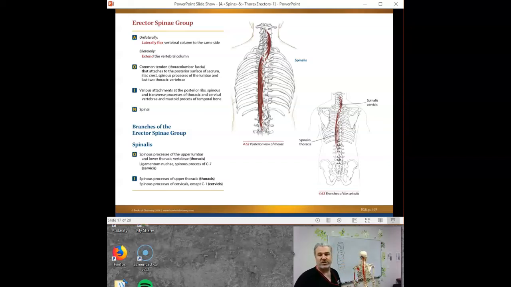Why did it not attach to the spinous process of C1? Anybody? It doesn't have one. Thank you. It does not have one, Miss Torres. It does not have a spinous process, so it can't attach there. But it can attach to the ligamentum nuchae, which attached them back then. So, boom. And it looks kind of like this. There. Can we see that? That red thing is your spinalis.